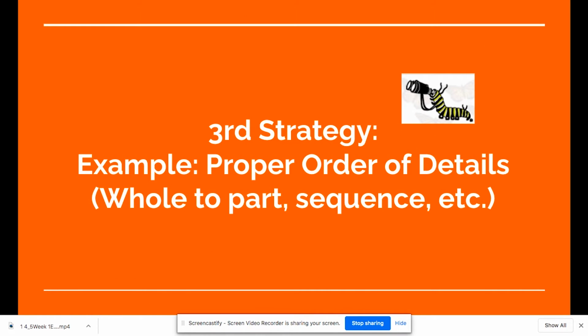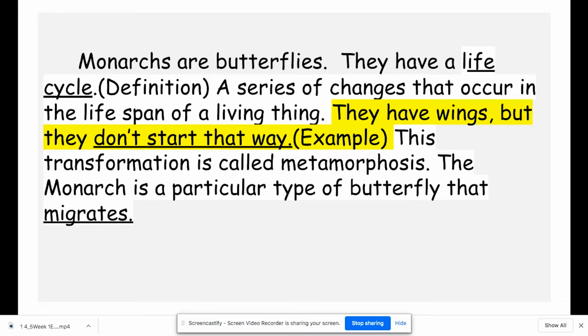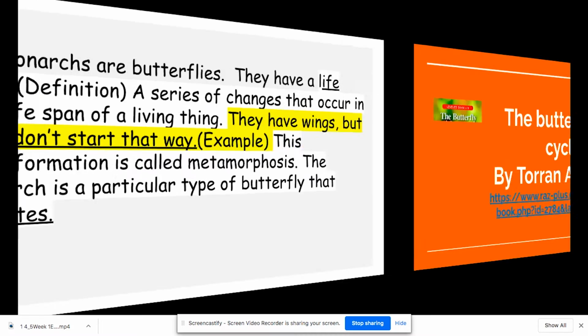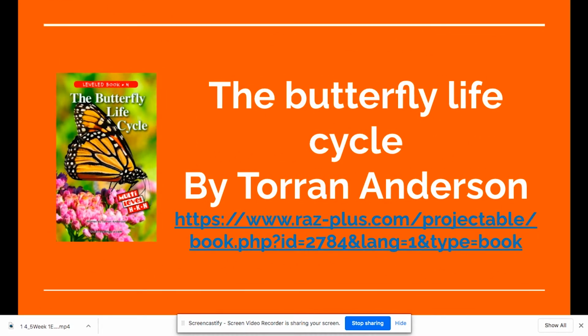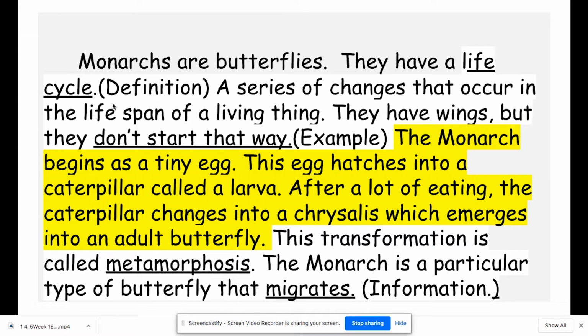Our third strategy is an example. We can add proper order of details, like whole to part or sequence. If you remember, in our book, it started with the whole, the life cycle, and then it moved to the part. We already talked about the life cycle, so now we need to move to the examples. So we can look at our book for some of that.